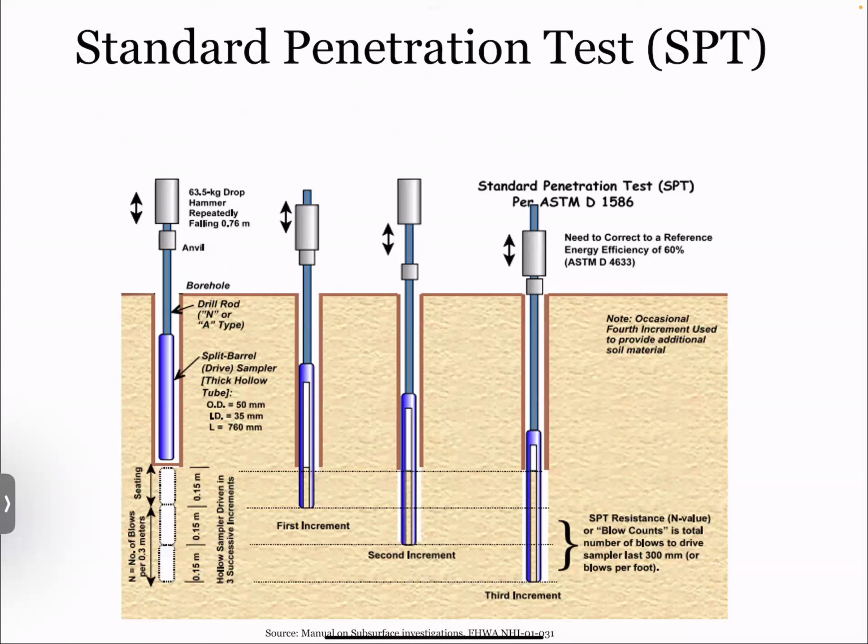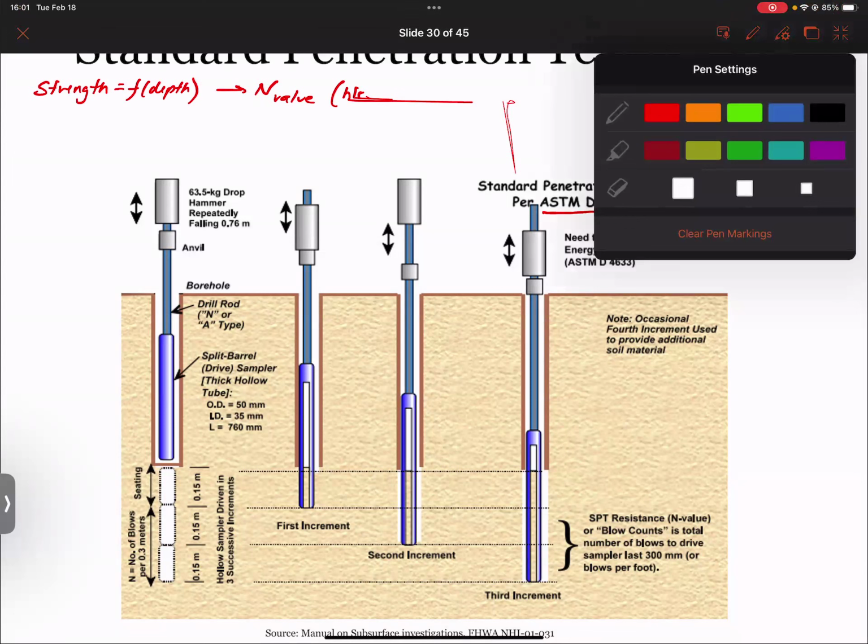So the standard penetration test, SPT, this is ASTM D1586. The whole goal for the standard penetration test is that it produces an N value. Let me start back. We want to know the soil strength as a function of depth. And so this will give us an N value, which is in terms of blows per foot.